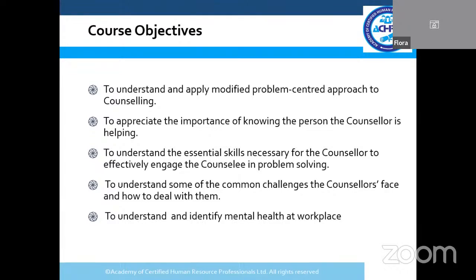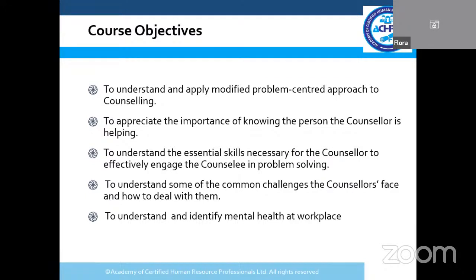Then we are also going to understand some of the common challenges you as the helpers, when we are talking about counselors, face. We are also looking at you as HR counselors. What are some of the challenges you are going to face when you are going to help these people or these employees to deal with their own issues? It's not easy. You are also going to acquire some challenges. So how are you going to look at that?